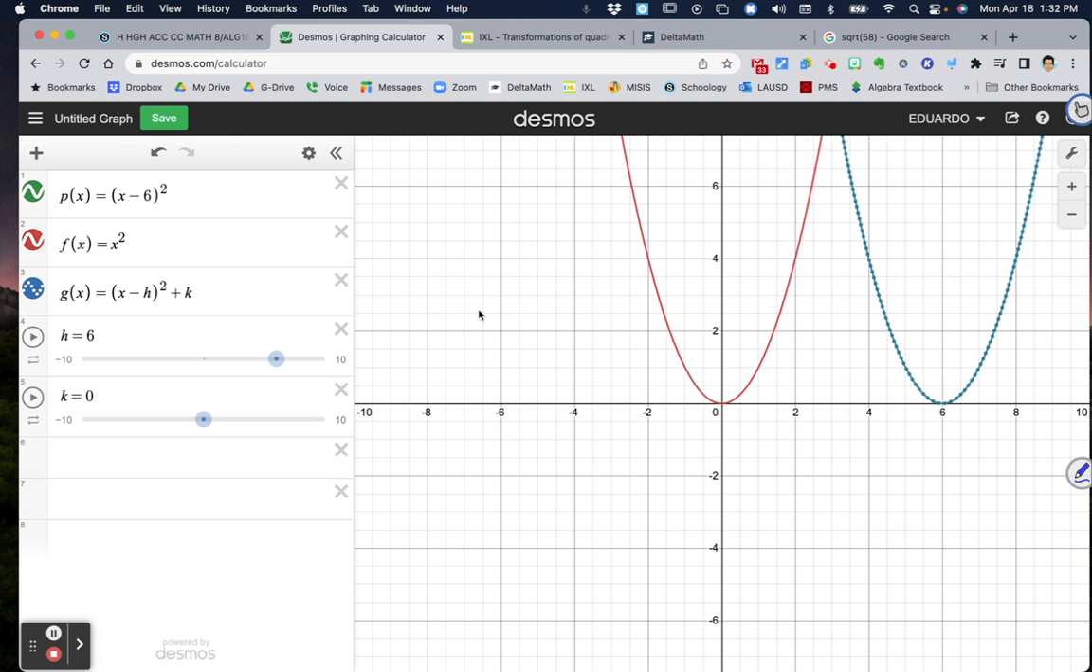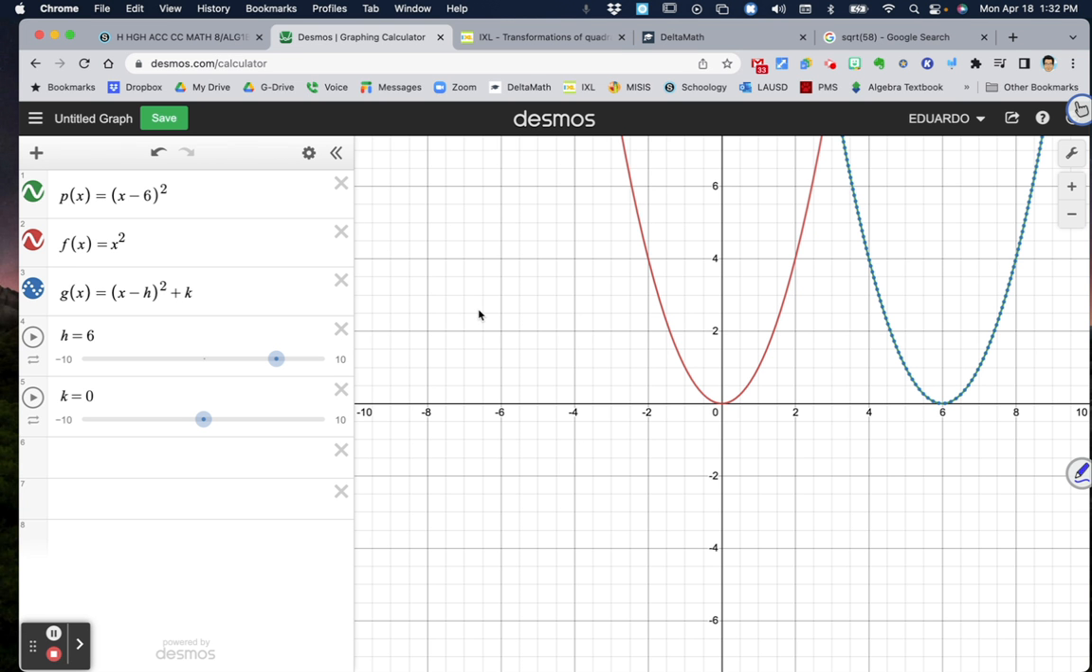So p of x, the one that we're going to play around with, had to be x minus 6 squared. Huh. But it didn't. H is positive here. How does that work, though? If it's positive, why did I end up with x minus 6?